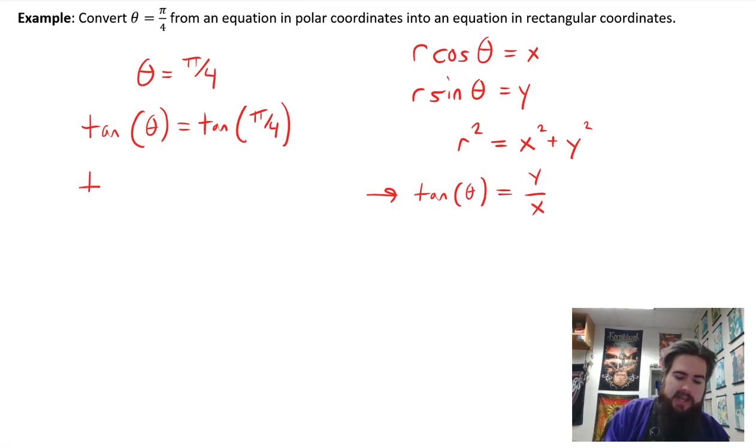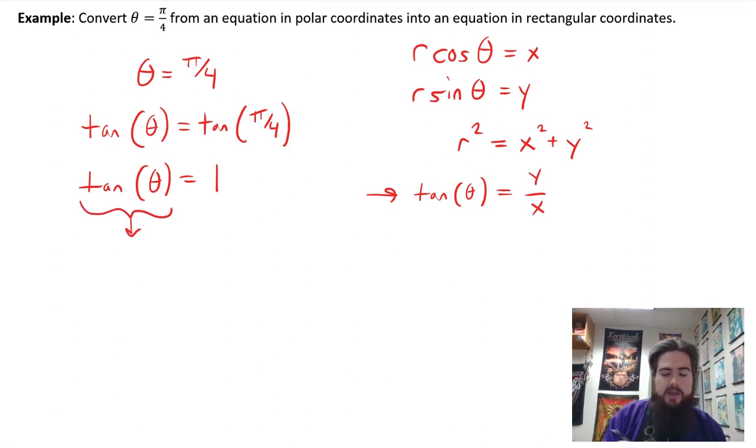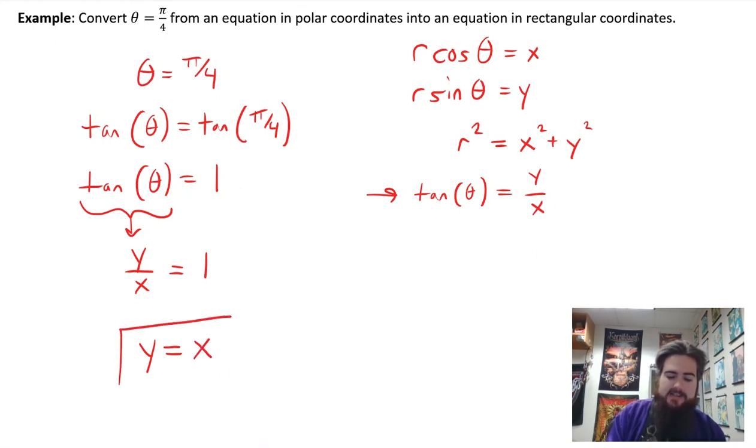Here then we would have tangent of theta is equal to tangent of pi fourths, which is just 1. And then I can replace tangent of theta now with y over x equals 1. Or, to get y by itself, even though the question doesn't ask that, we can do so. This is just y equals x, aka a straight line.